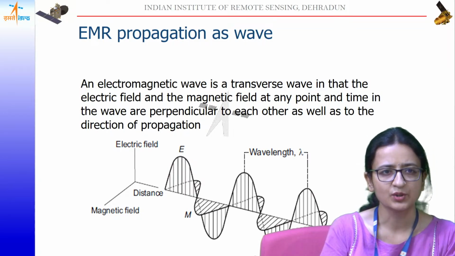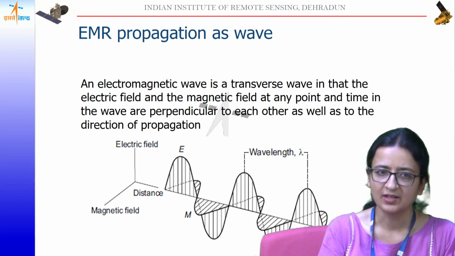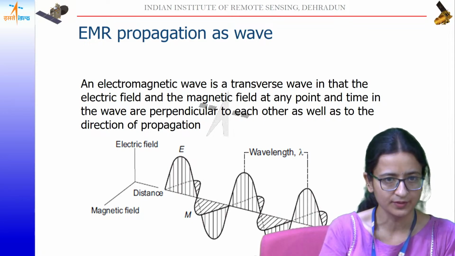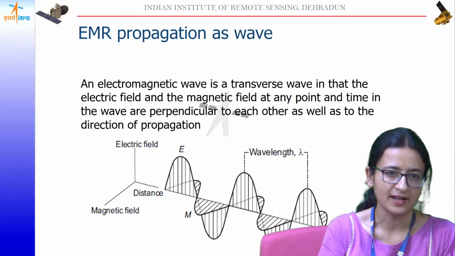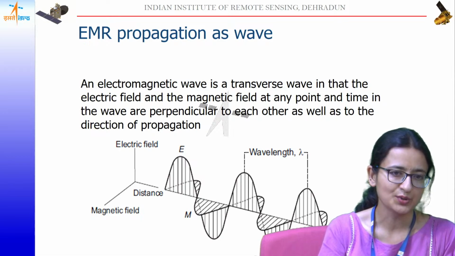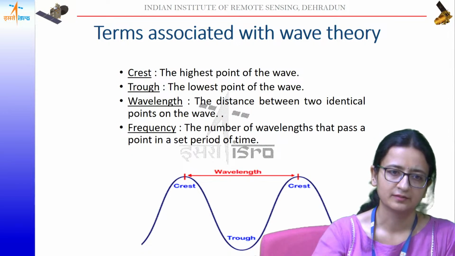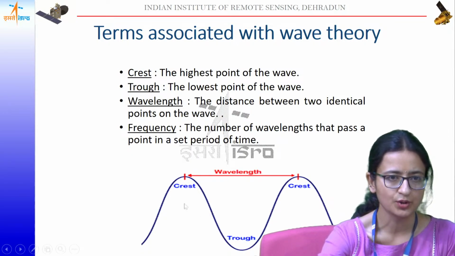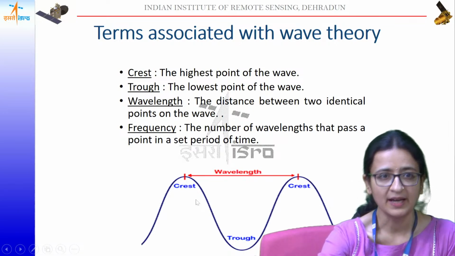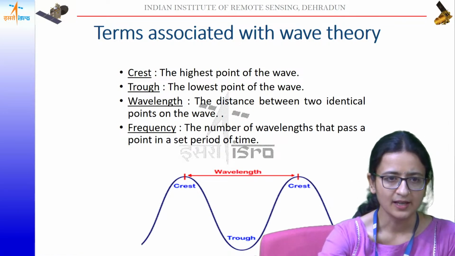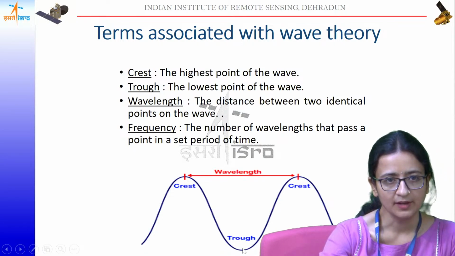Let's see some basics of wave theory. So an electromagnetic wave, as I just discussed, is a transverse wave. Transverse, why? Because the propagation of energy is in a perpendicular direction to the oscillations of electric and magnetic fields, right? Then there is something called the crest, which is the topmost point on the wave. This wave can be of the electric field or of the magnetic field. One of them is shown here, which means the other is also there in the background. The trough is the lowest point of the wave.